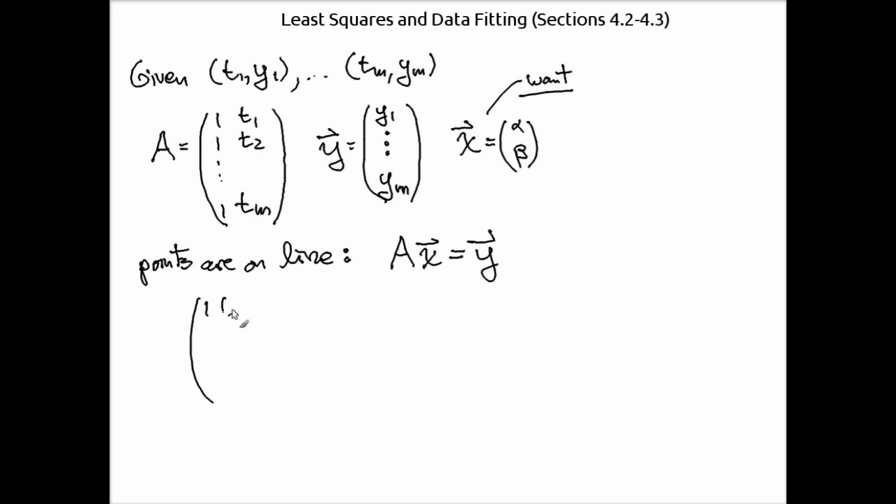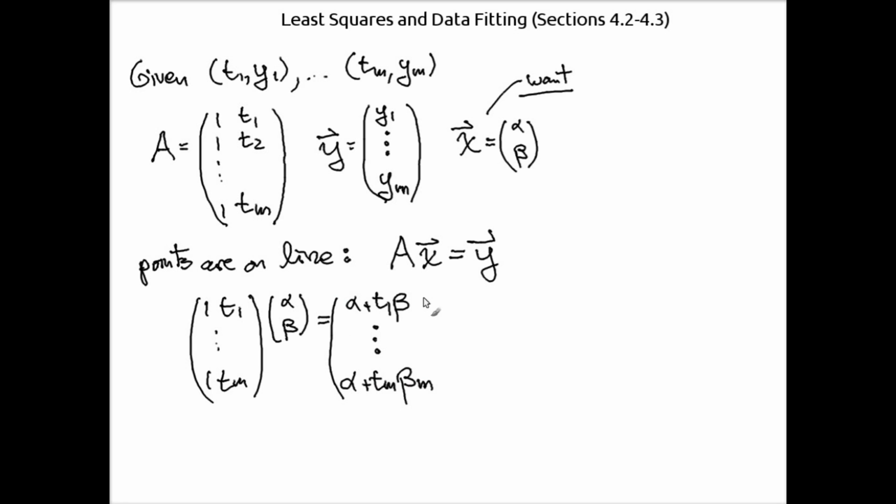Well, that's the matrix with rows (1, t1) through (1, tm) applied to x, which is (alpha, beta), and that's alpha plus t1 beta down to alpha plus tm beta. And to say that that's equal to y is to say that's equal to y1 through ym. And lo and behold, that's what it means. If y1 is equal to alpha plus t1 beta, that means that y1 is on this line, and similarly the rest of them.